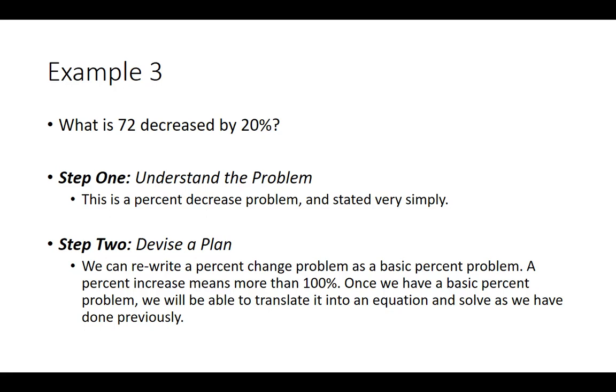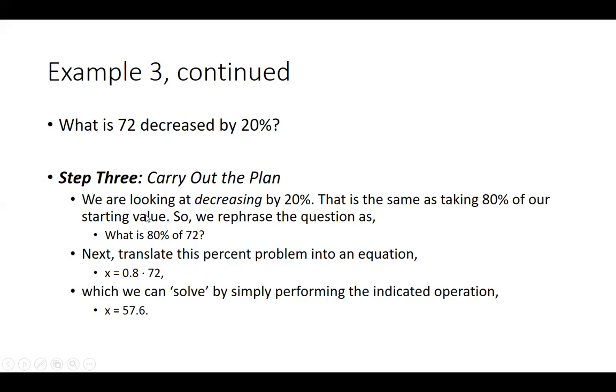Devise a plan. We can rewrite a percent change problem as a basic percent problem. A percent increase means more than 100, so a percent decrease means less than 100. Once we have a basic percent problem, we'll be able to translate it into an equation and solve as we have done previously. So if we're decreasing by 20%, that's 100 minus 20, or 80% of our starting value. So we rephrase the question, what is 80% of 72?